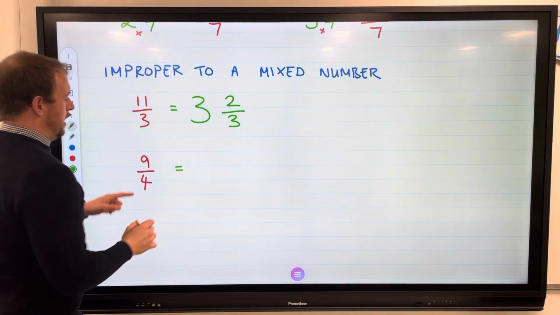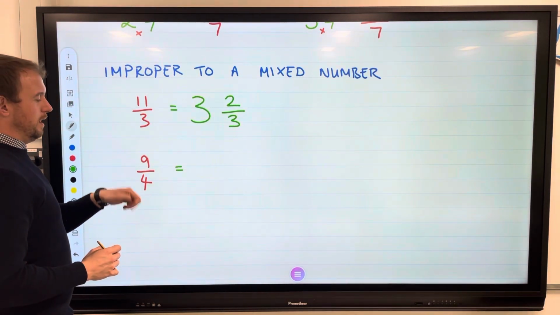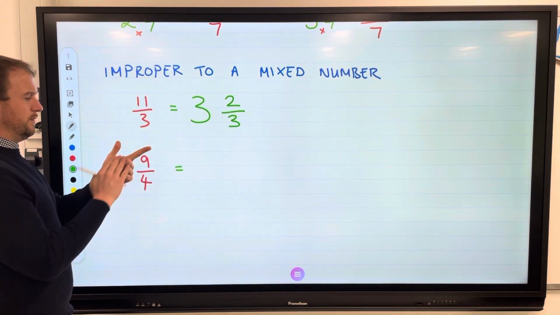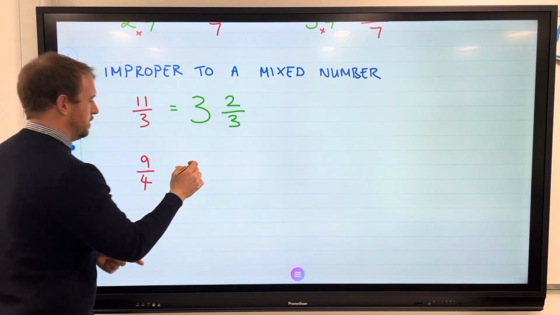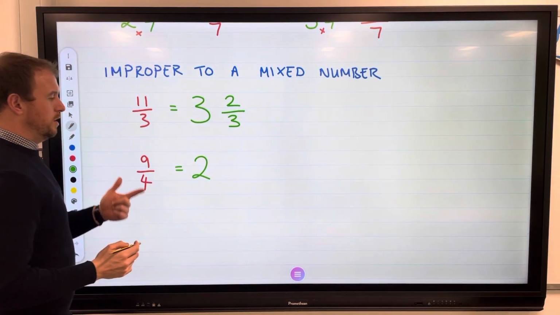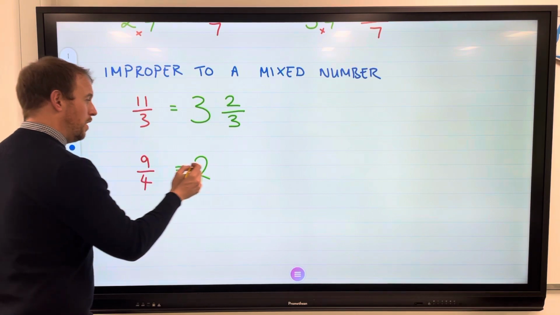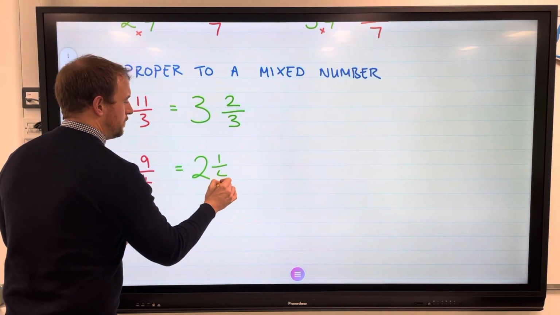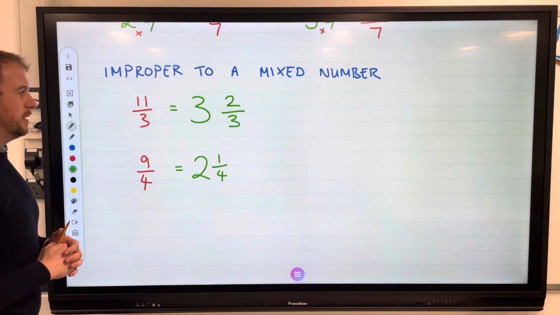Here, how many 4s go into 9? Well, 4, 8, 12. 12 is too many. 4, 8, so it's 2. If 2 4s are 8, that means there's 1 left over. Bottom number stays the same.